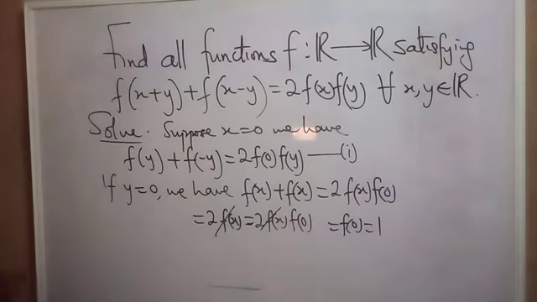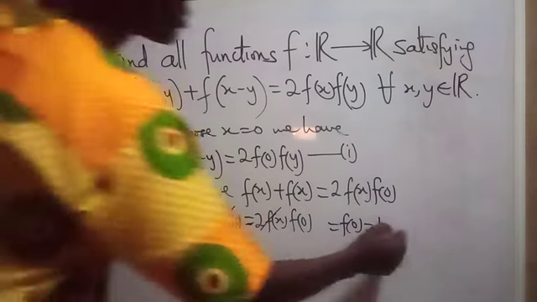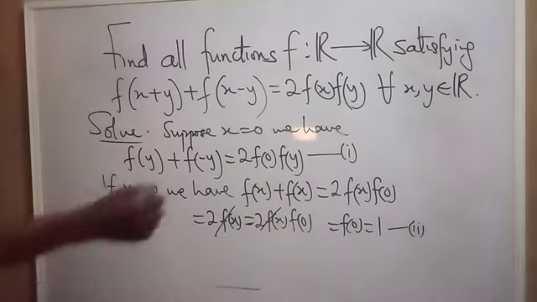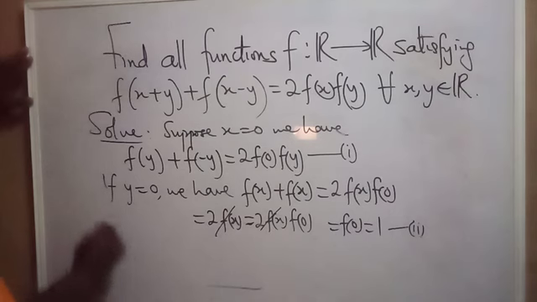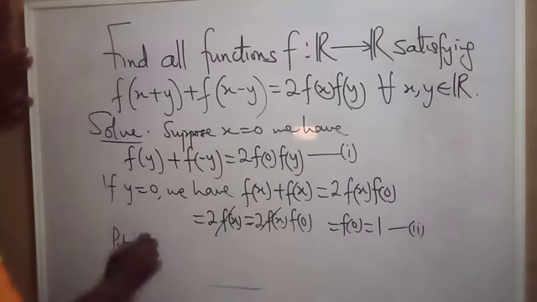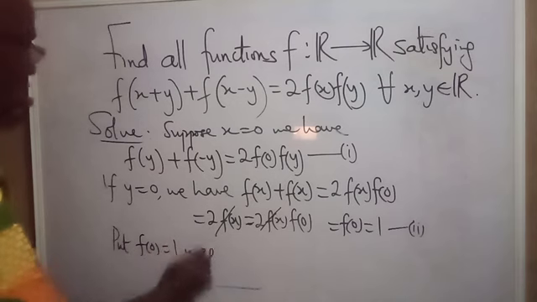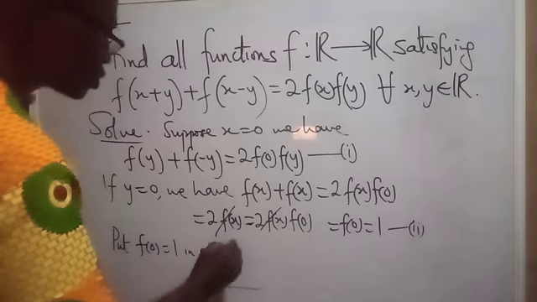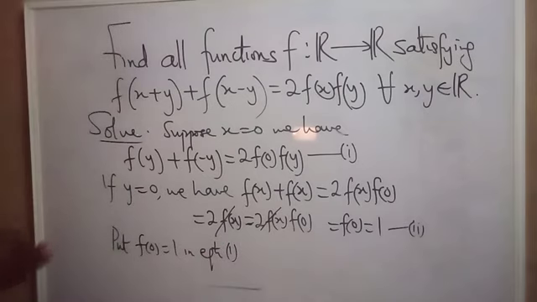Now that f of 0 equals 1, we can substitute that value in the equation. Let's call this one equation 2, what we have obtained. Now substitute f of 0 equals 1 in equation 1. So by the time we put that, what do we have?